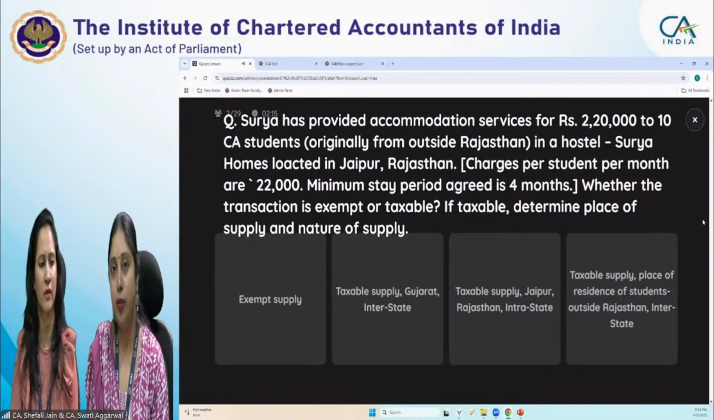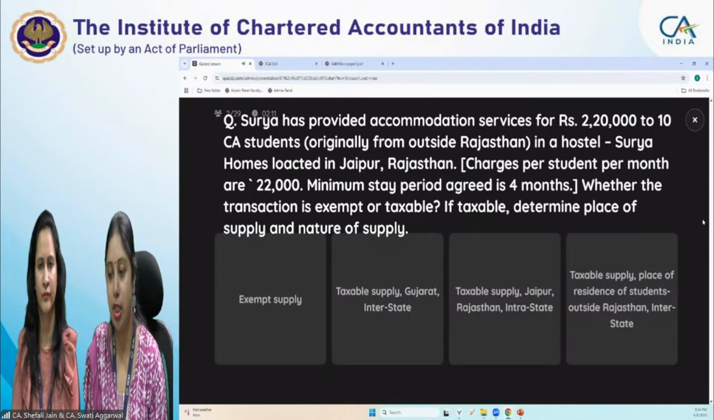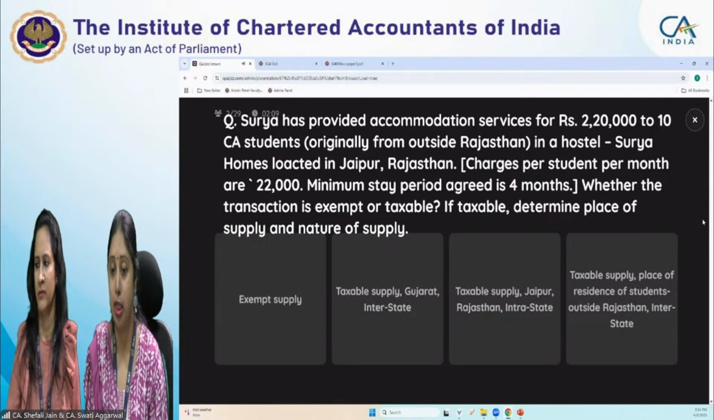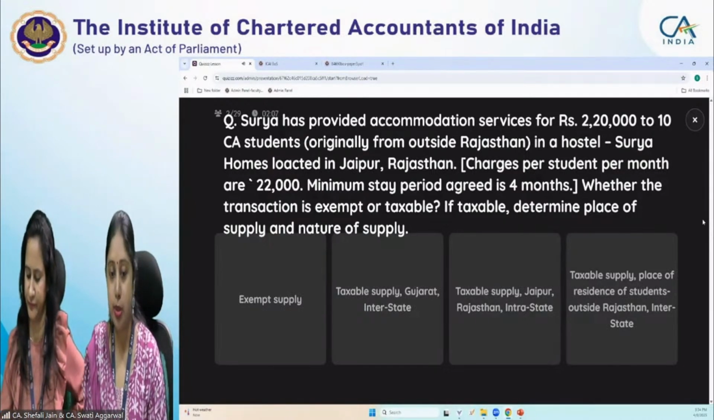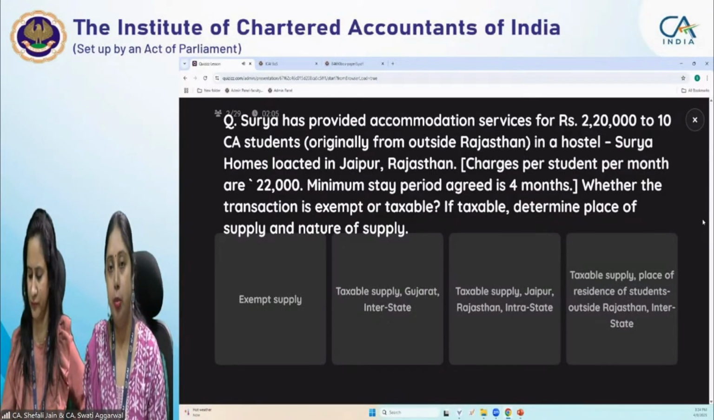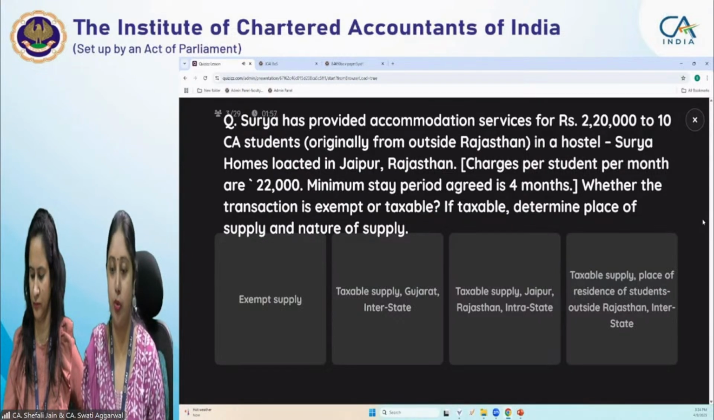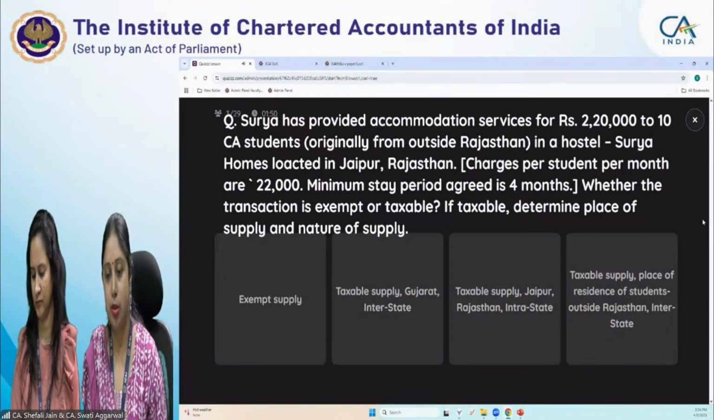So first of all, you have to see whether it is exempt or taxable. You have to check the information: what are the charges per student per month, and the period of stay. Per student charges are 22,000. The minimum period of stay is 4 months. If it is exempt, then it's okay. If it is not exempt, then what will be the place of supply and what will be the nature? After the place of supply, the nature of supply can be determined.